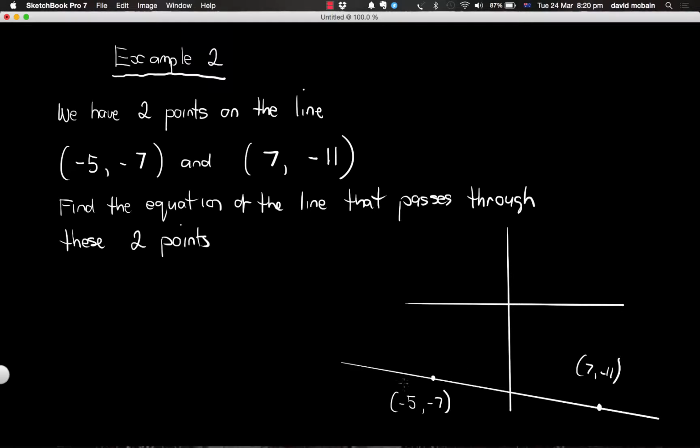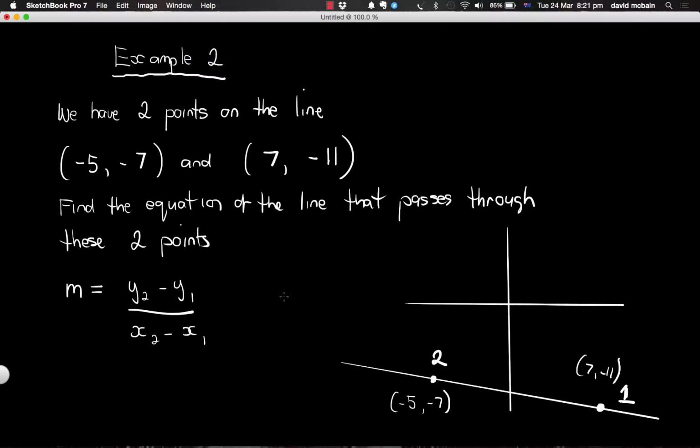Well, what we can do, because we now have 2 points, we can find the gradient first. How? Well, we know that to work out the gradient, m, it's y2 minus y1 over x2 minus x1. So we just have to nominate one of these points as point number 1 and point number 2. And just to make a point, no pun intended, I'm going to call this point number 1, and I'm going to call this point number 2, just to show you that it doesn't matter which one we call which.